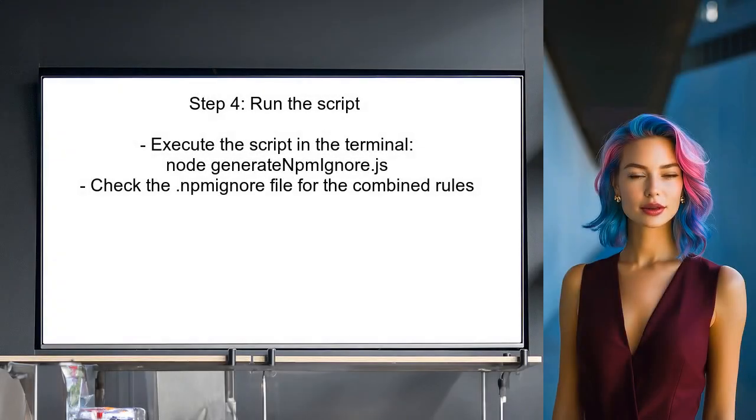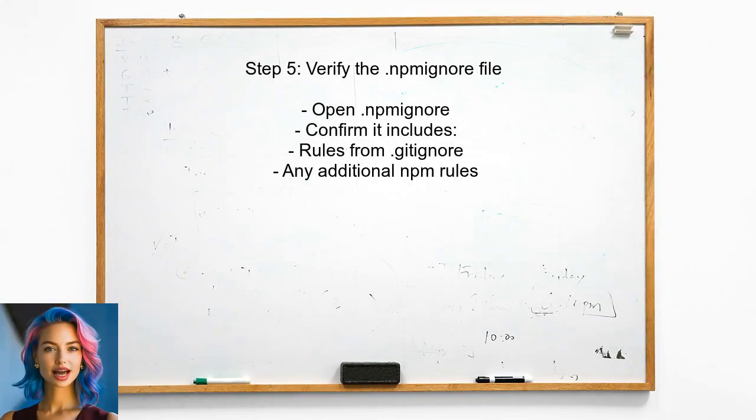After writing the script, the user can run it using Node.js. This will create the .npmignore file with all the rules from .gitignore, plus any additional rules they specified. Finally, the user should verify that the .npmignore file is correctly set up by checking its contents. This ensures that all necessary files are ignored when publishing the npm package.